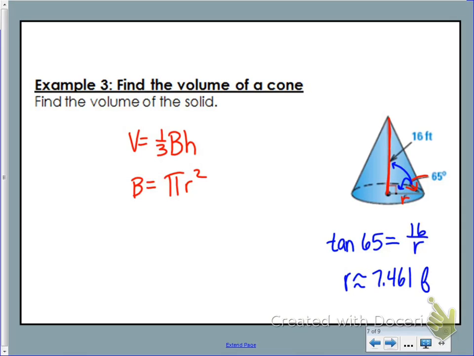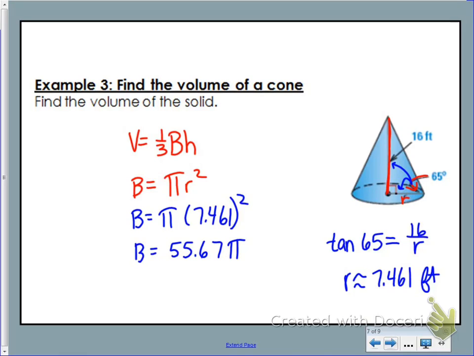7.461 feet. Now that we know the radius, we can proceed just like we did in the previous problem and use pi times 7.461 squared. And that works out to be about 55.67 pi. Now the height was given to us, and again that's the perpendicular height. So that's 16 feet.